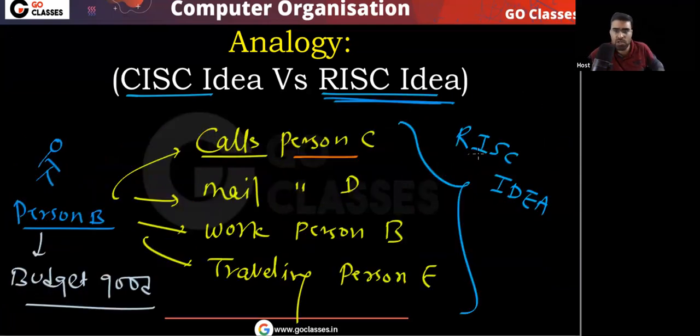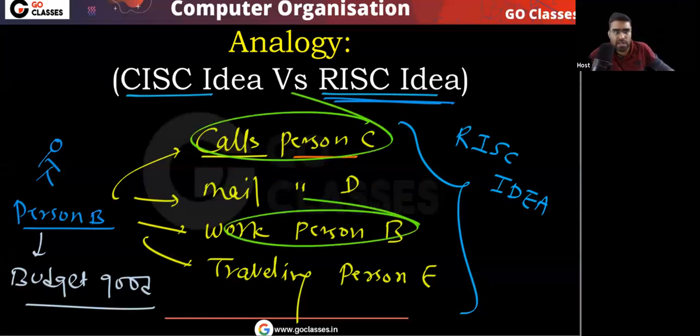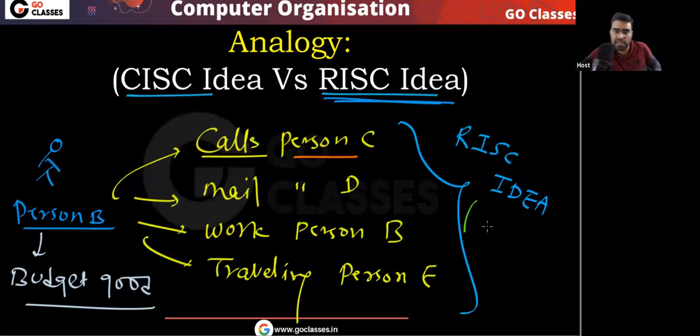But in this situation, you can see this is the RISC idea. These two people can do work in parallel. These two people can do work in parallel. So I can say this is the RISC idea. In this situation, can I say parallelism is more? Yes or no?